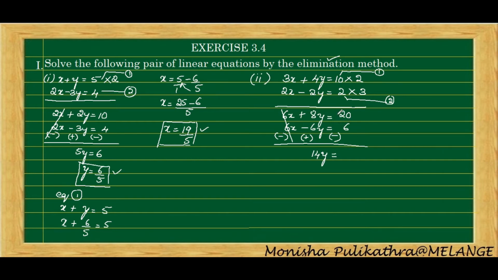Y is equal to, here plus into minus, minus. So 20 minus 6 is 14. So 14 1s are 14. So y is equal to 1.